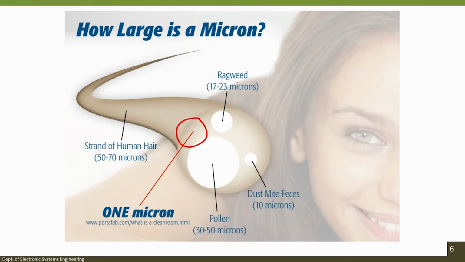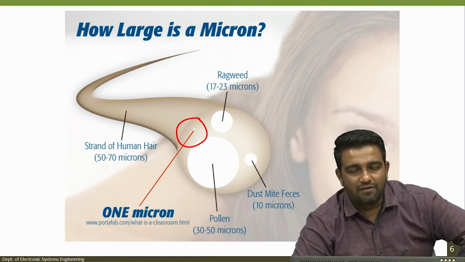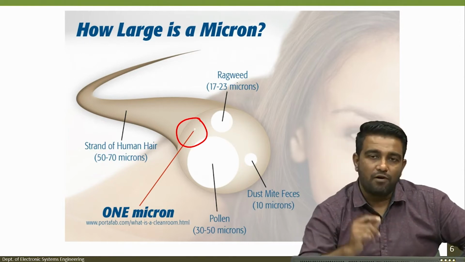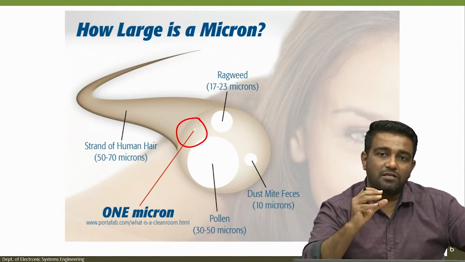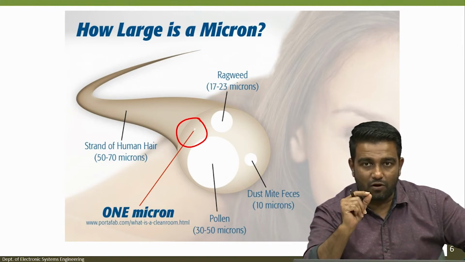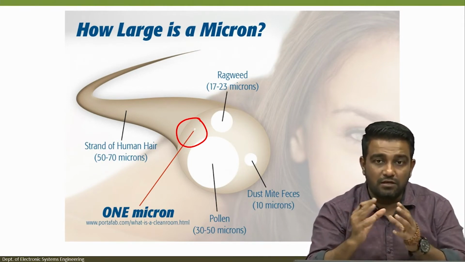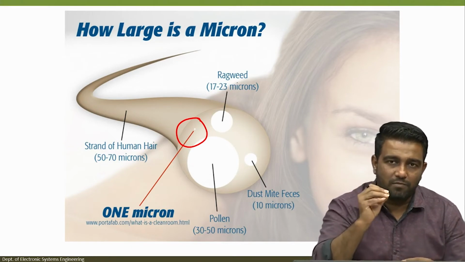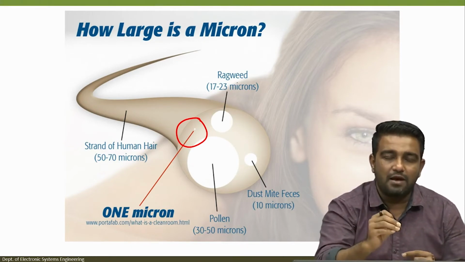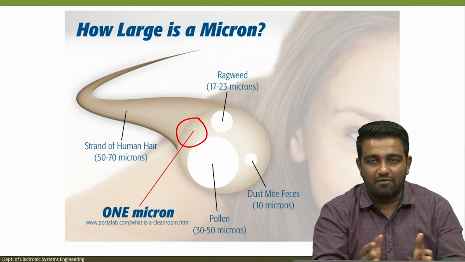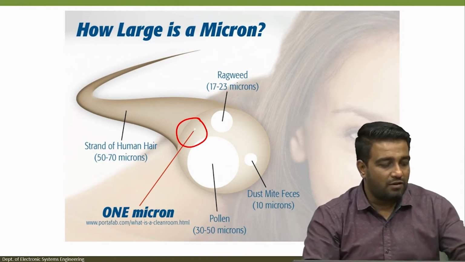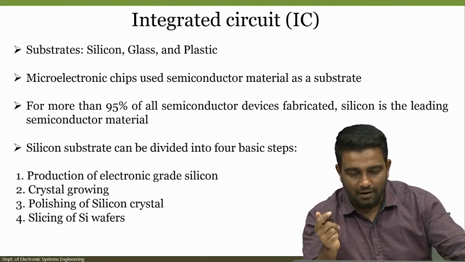Now comparatively, within 1 micron, with today's technology of developing transistors, we can accommodate millions to billions of transistors. So if a dust particle falls on this one particular 1 micron area, it will kill a few transistors. That's why we require a clean room facility.